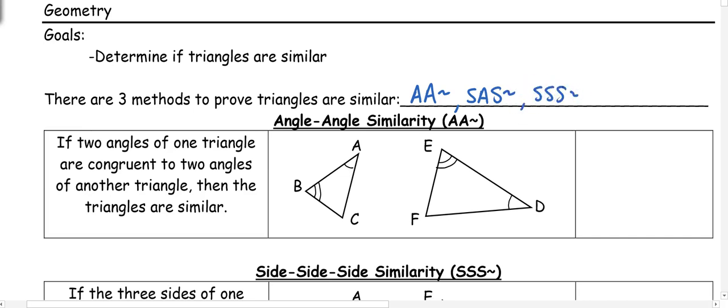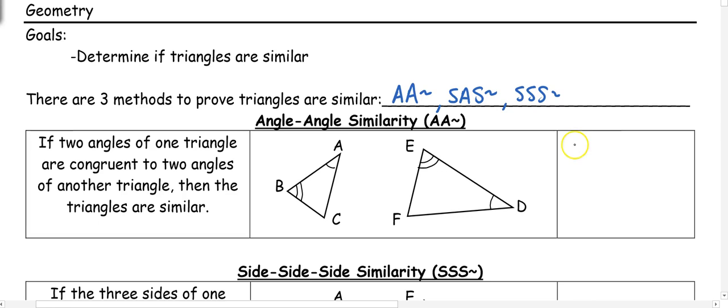In order for triangles to be similar using angle-angle similarity, if two angles of one triangle are congruent to two angles of another triangle, then the triangles are similar. In this picture, we have that A is congruent to D because they have the same markings, and we know that B is congruent to E because they also have the same markings. So now that we have two angles from each triangle that are congruent, we can say that triangle ABC is similar to triangle DEF by angle-angle similarity.